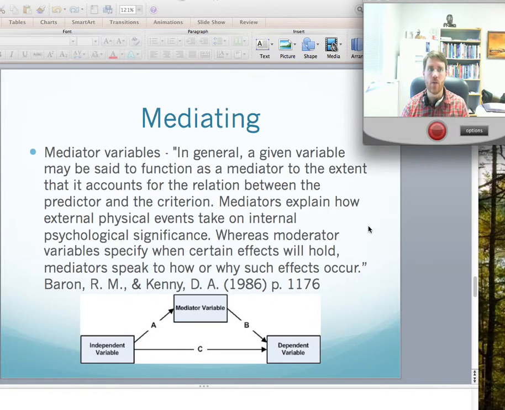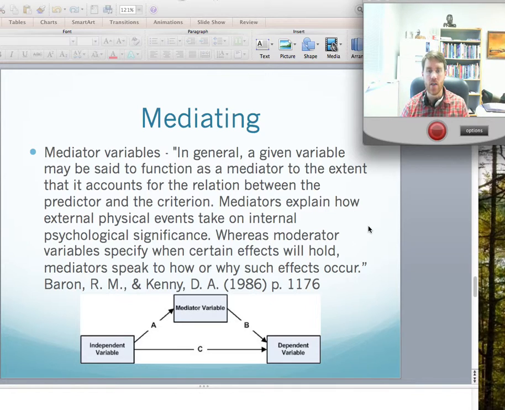Mediators explain how the external physical events take on an internal psychological significance, whereas moderator variables specify when certain effects will hold. Mediators speak to how or why such effects occur. So let's explain that. Here you'll see a relationship between the independent and dependent variable. The mediator variable attempts to explain that relationship.